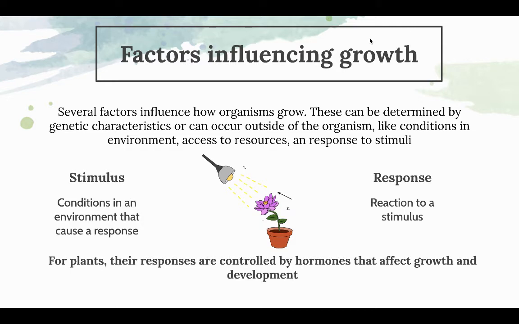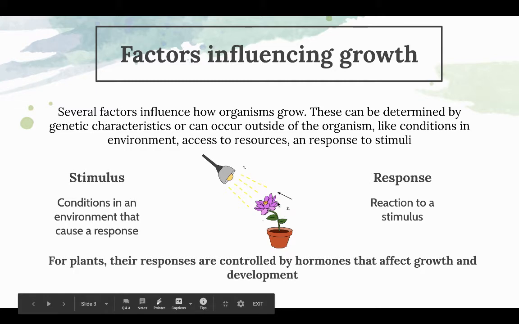Speaking of response to stimuli, something that we already went over is the definition of a stimulus and a response. The stimulus is the conditions in an environment that can cause a response, and the response is that reaction to a stimulus. So for this picture right here, the stimulus would be the growth lamp, and the response would be the plant growing towards the light. So for plants, their responses are controlled by hormones that affect the growth and the development. So there's hormones that are making this plant grow towards the light.